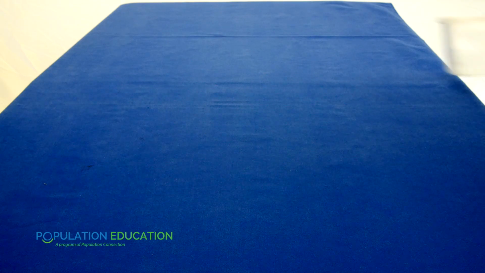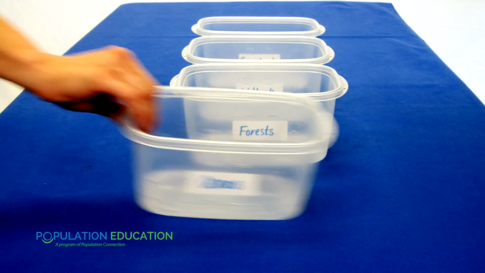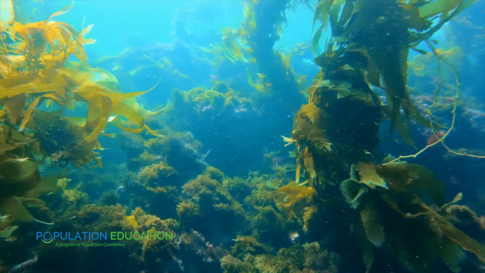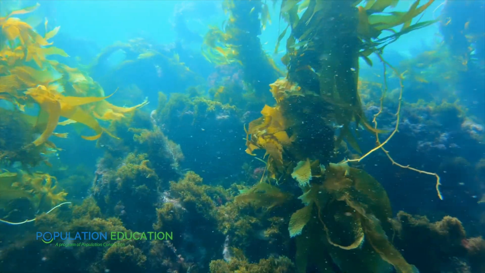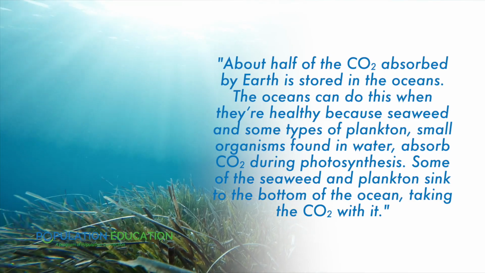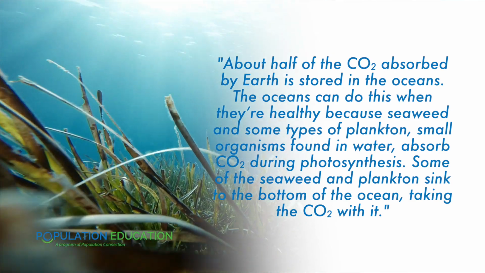These packing peanuts that we're using today dissolve in water, just like CO2 gets absorbed over time into oceans, forests, wetlands, and grasslands. So these 4 containers that I've prepared each represent one of the 4 different types of natural carbon sinks, and we'll look at each carbon sink in turn, starting with the oceans. In class, you can read or invite a student to read the provided blurb about oceans. It says, about half of the CO2 absorbed by Earth is stored in the oceans.